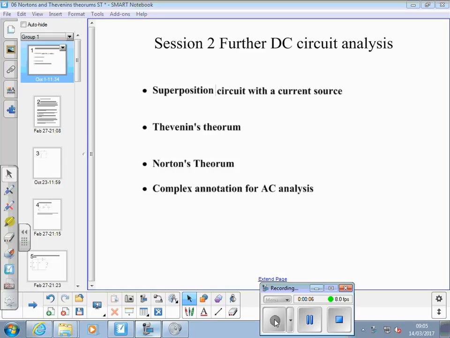Superposition circuit with a current source, we did that at the tail end of last week, so we'll be skipping over that. We covered that, okay. And we're going to look at, first of all, Thevenin's theorem. Going to split the session in two, really, and then after that, have a look at Norton's theorem. The complex notation for AC analysis, we might fit that in today. That might be where we start next week. This is based on what we did last year, but I'm working a slightly different format this year.